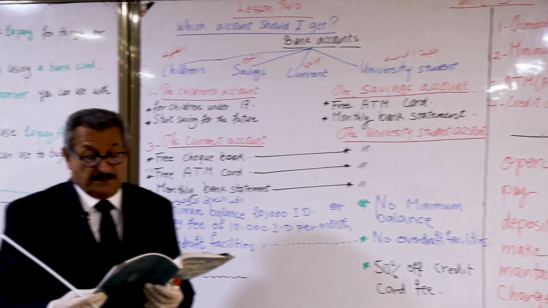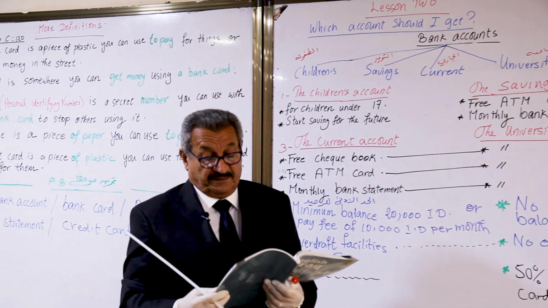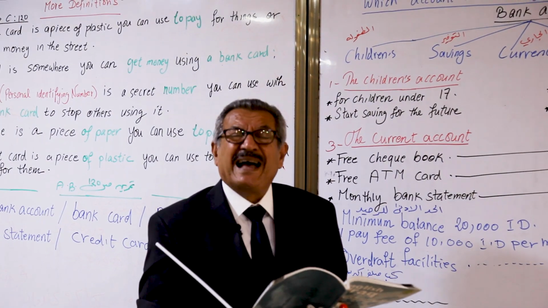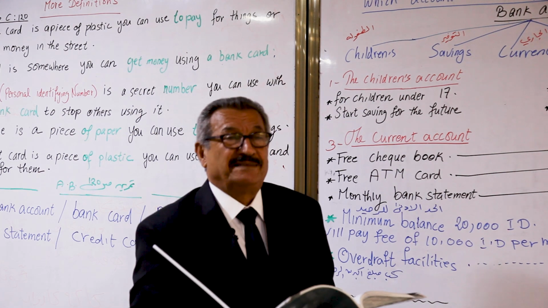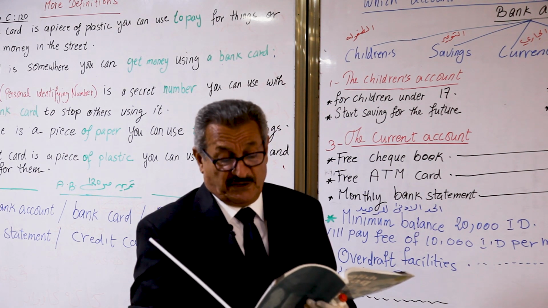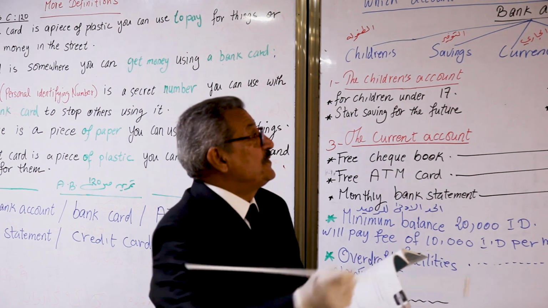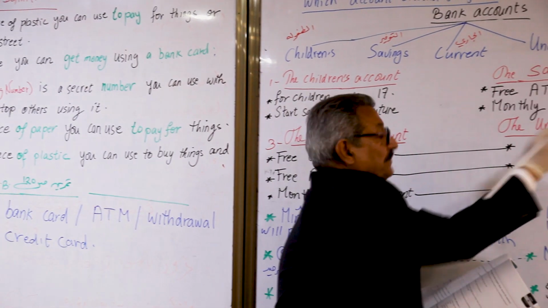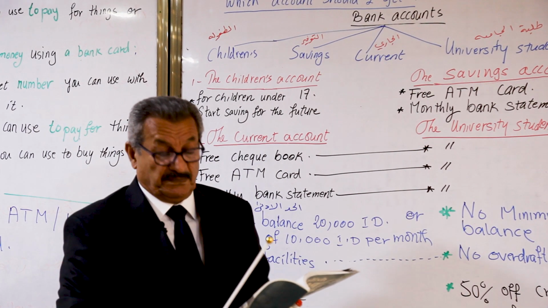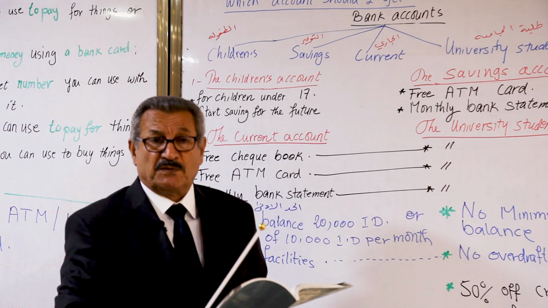Which account is best if you want to save money? Look, underline the word save. Underline, please, the word save. To buy something expensive, of course, savings account. Savings account, because it is a suitable account for saving.